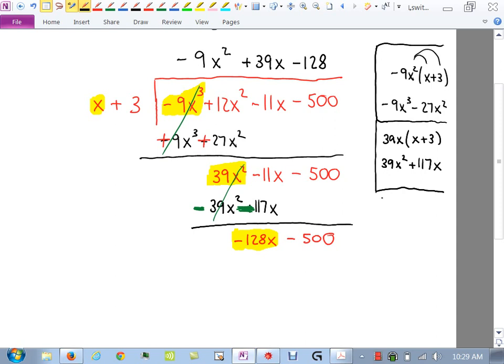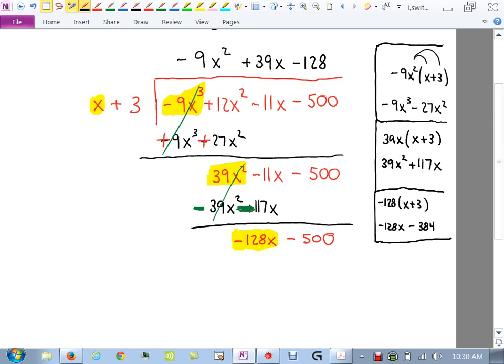And then you do that on the side. It was negative 128 multiply x plus 3. It's negative 128x minus, let's see, that would be 384. Or, yeah, no, just 384. Right, because we didn't have an x out here on the negative 128.